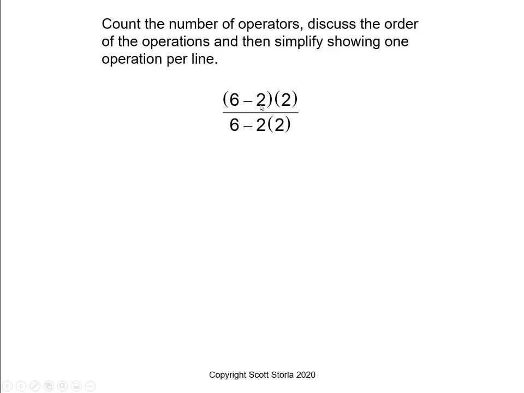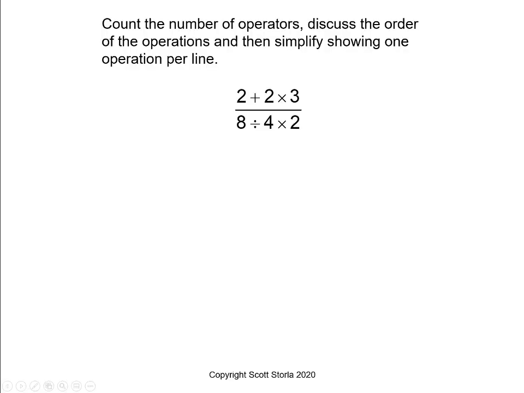In the numerator, 6 minus 2 is 4. In the denominator, 2 times 2 is 4. In the numerator, 4 times 2 is 8. And in the denominator, 6 minus 4 is 2. And our quotient is 4.